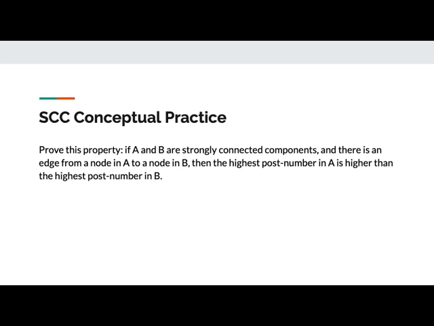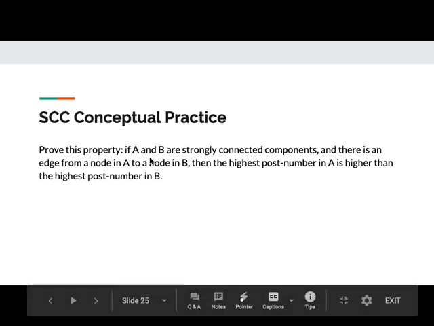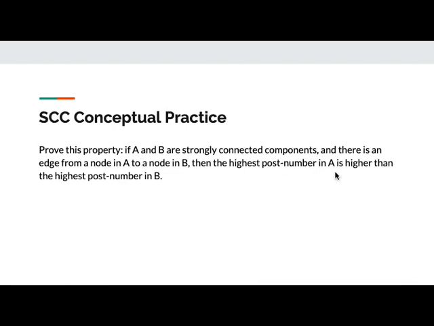Okay, so this is a conceptual question. Just try to prove it, I guess. So this is basically what the question is asking. If A and B are strongly connected components, and there's an edge from one of the vertices in A to one of the vertices in B, then the highest post number in A is always greater than the highest post number in B. Try to prove that.